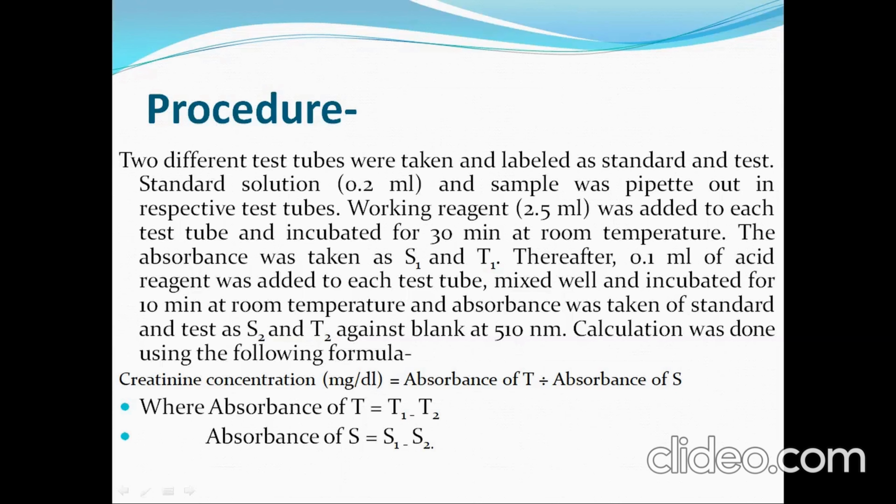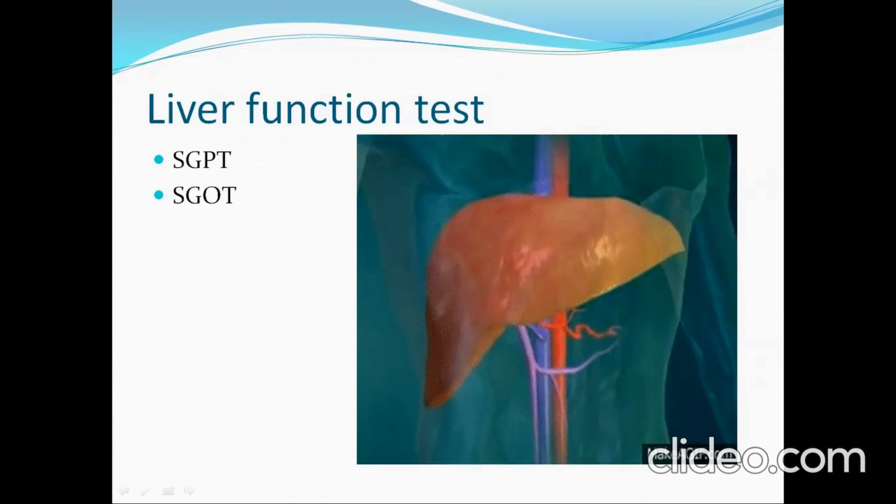The calculation was done by using the formula, that is creatinine concentration in milligram per dl is equal to absorbance of test divided by absorbance of standard, where absorbance of T is equal to T1 minus T2 and absorbance of S is equal to S1 minus S2.